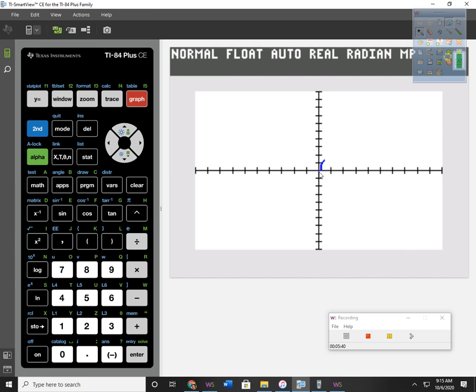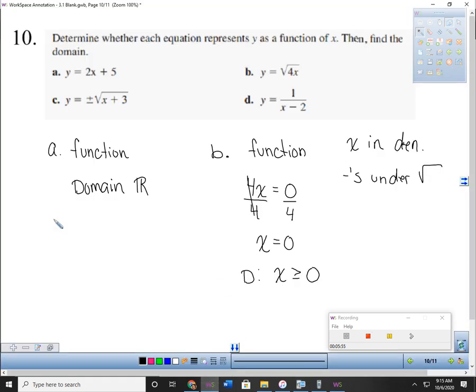See how this starts at 0 and then continues all the way to the right? So all of these numbers are greater than or equal to 0, right? Okay. Look at C.